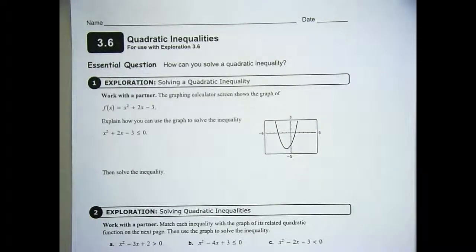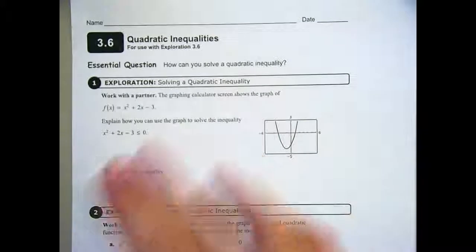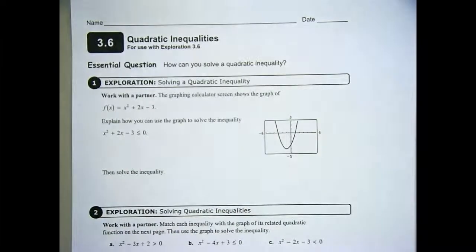Okay, quadratic inequalities. Yesterday you were finding solutions to quadratic systems. Today you have quadratic inequalities and systems of quadratic inequalities. Inequality means what? Not equal to. You have your greater than, less than, or not equal to signs. Quadratic means to the second power. When I do a system, what does that mean? You're going to have multiple inequalities.